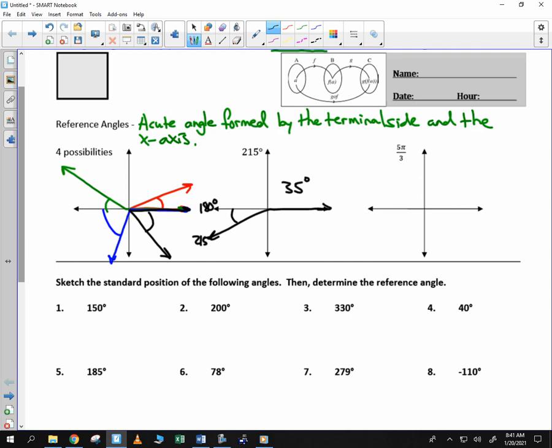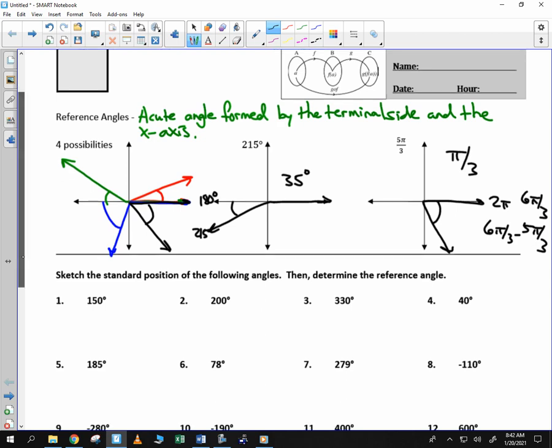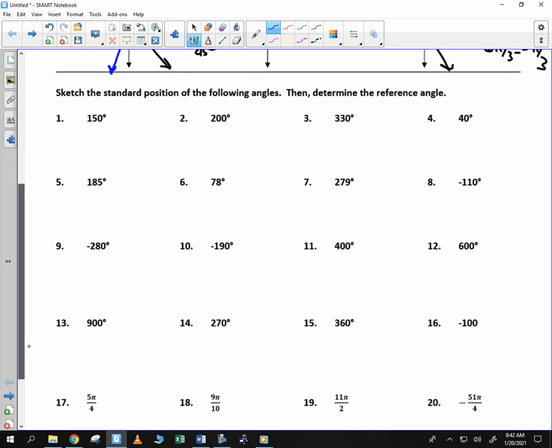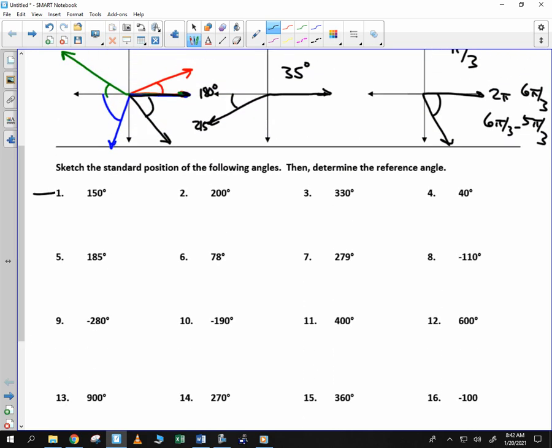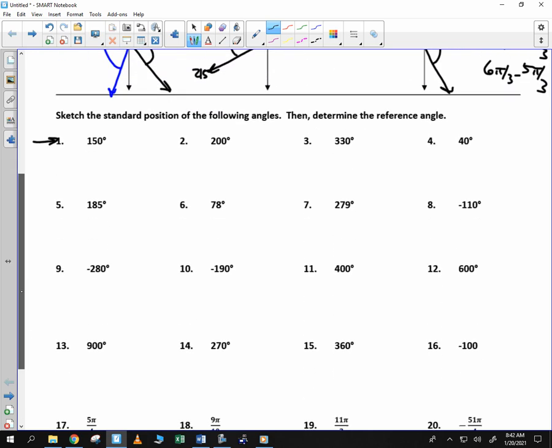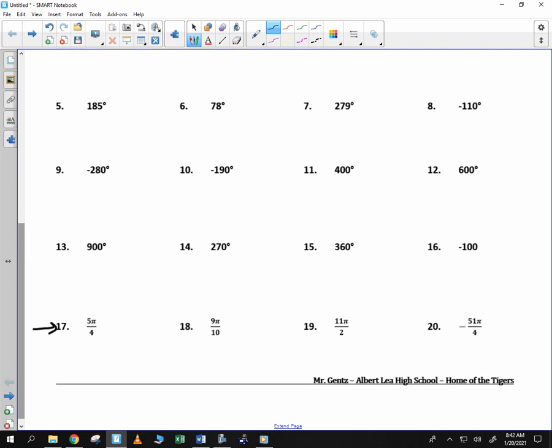So 5 pi over 3 is right here. This is 2 pi, or otherwise known as 6 pi over 3. So what is going to be the angle formed between 6 pi over 3 and 5 pi over 3? Just take 6 pi over 3 minus 5 pi over 3. You can see you get 1 pi over 3. So you could go ahead and do these examples. Again, if you see it listed in degrees, list your answer in degrees. If you see it listed in radians, list your answer in radians.